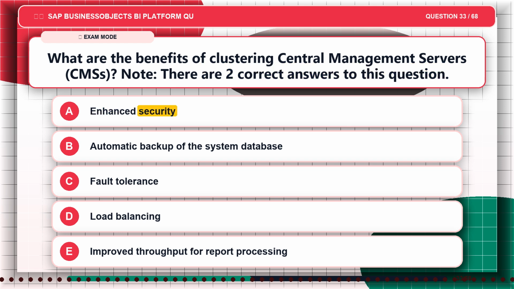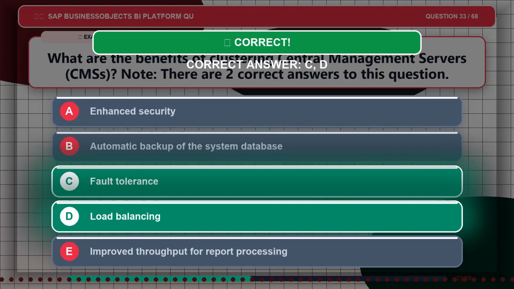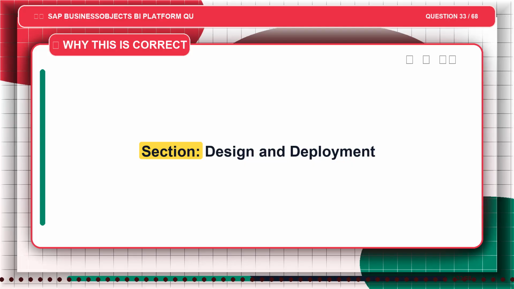Option A, enhanced security. Option B, automatic backup of the system database. Option C, fault tolerance. Option D, load balancing. Option E, improved throughput for report processing. The correct answers are options C and D. Fault tolerance, load balancing.